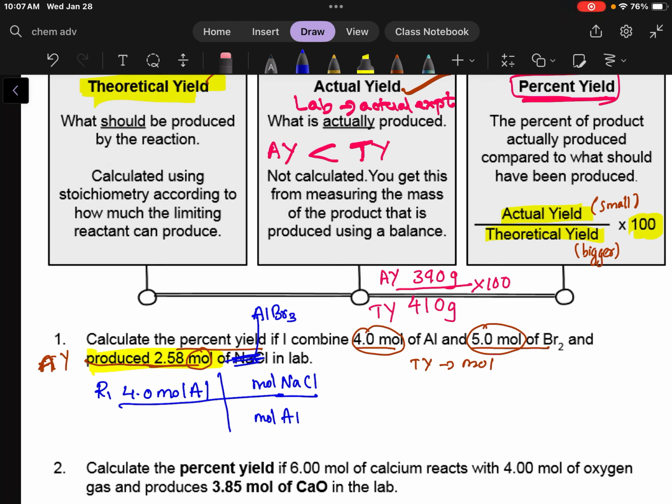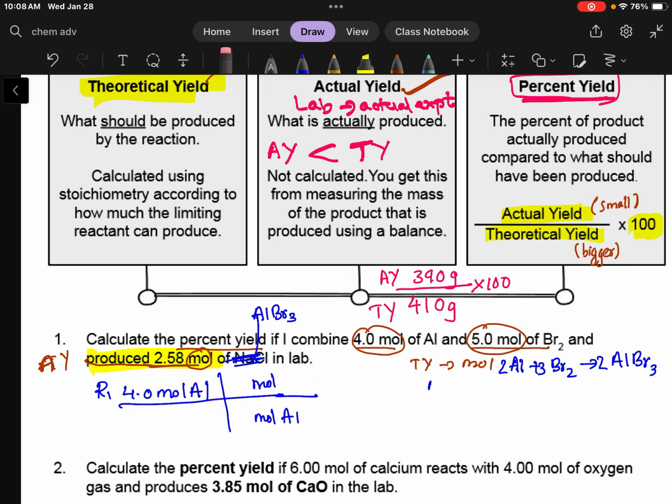Okay, let's go ahead and write the equation. Aluminum combines with bromine to form aluminum bromide. There are 3 bromine, 2. So we will multiply each other. There is 2, and this is 2. So now there are 2 aluminum and 2 aluminum. So we got a balanced equation.